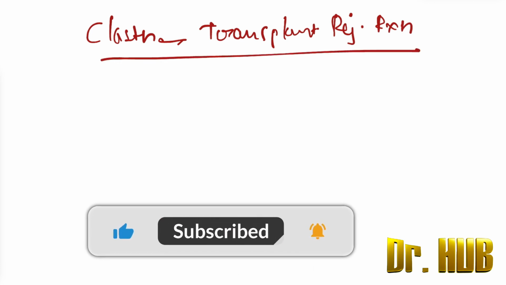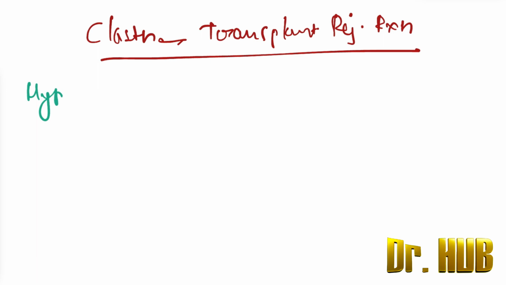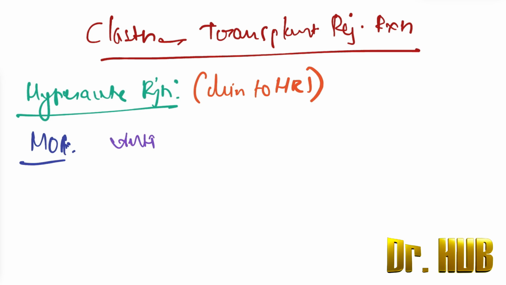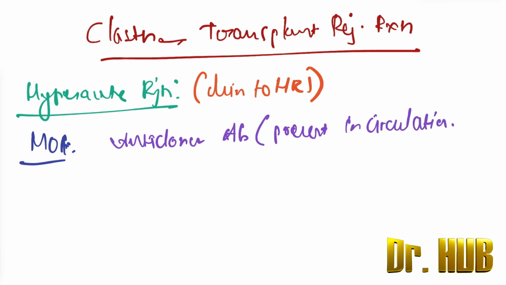To begin with, first is the hyperacute rejection. Under hyperacute rejection, this will occur from minutes to hours. First we look at the mechanism of action. The mechanism is anti-donor antibodies, and they are present in the circulation of the recipient.